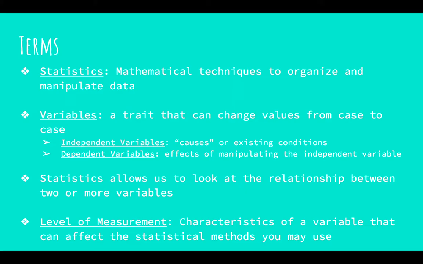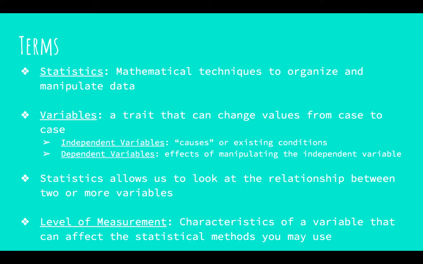But in most of statistics, and certainly in the data set that we'll be looking at, the cases are individual people. So we look at how the independent variables, the causes, in quotations, because we're not really looking at causation, we're looking more at correlation, the causes or existing conditions, something that is already existing, and how that might affect the dependent variable.